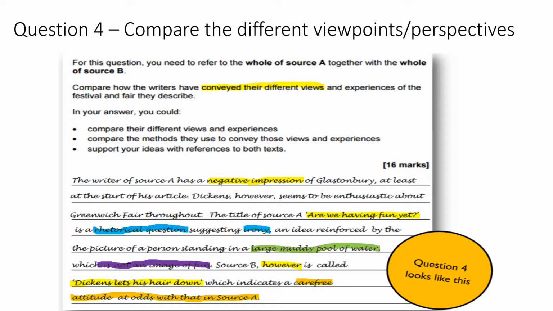Now always use, because we're talking about differences and we're comparing, use comparative language. So you can see there, source B, however, in contrast to source A, in contrast to source B. If you are talking about any similarities, obviously you can say similarly, and then also the other comparative language that we know. Sentence starters, the writer could be conveying, or the writer presents. So maybe if we're looking at the question, you could say the writer of source A presents a negative impression of Glastonbury at the start of his article. It doesn't necessarily have to be exactly as it's written.